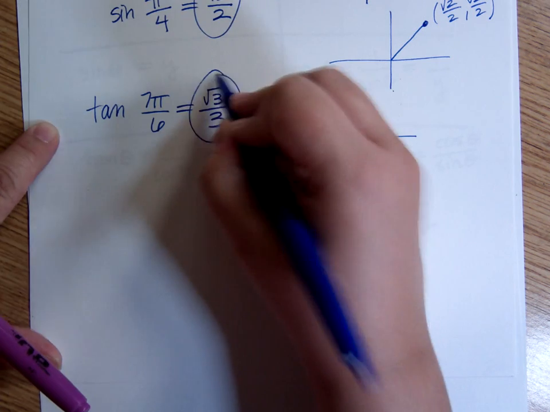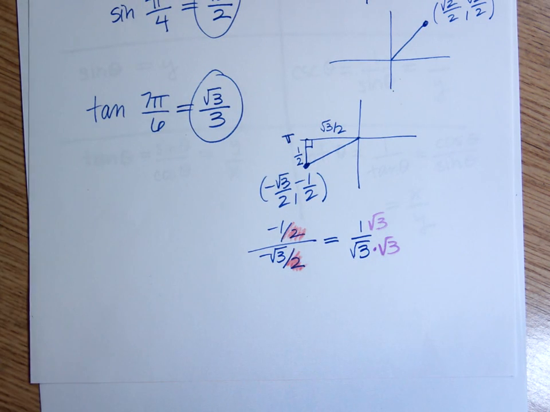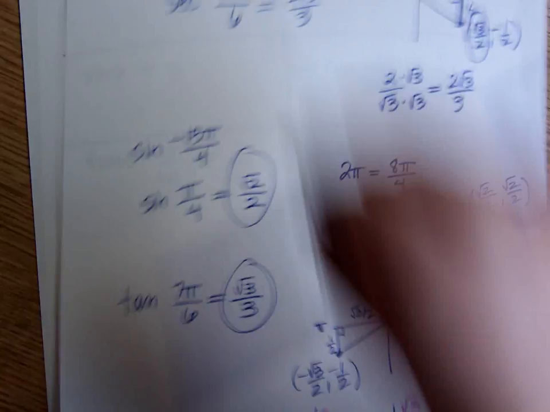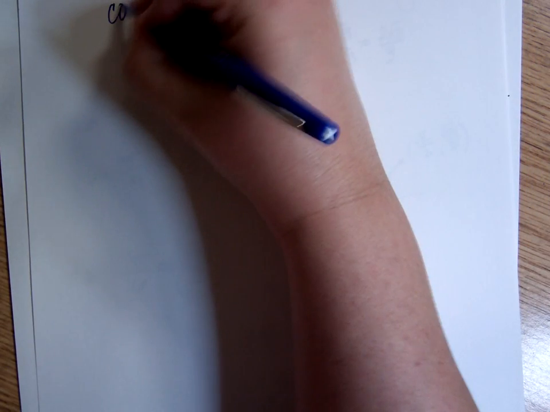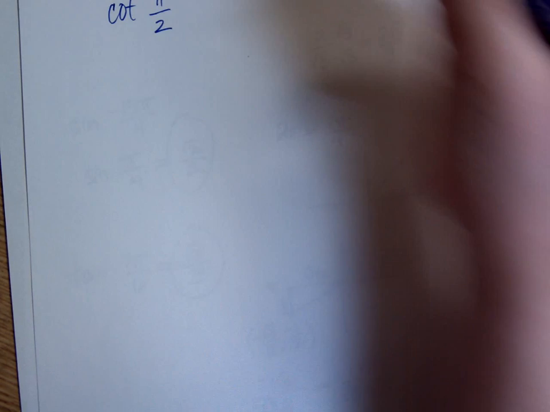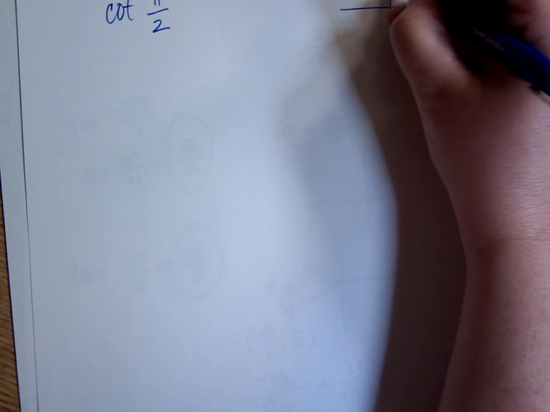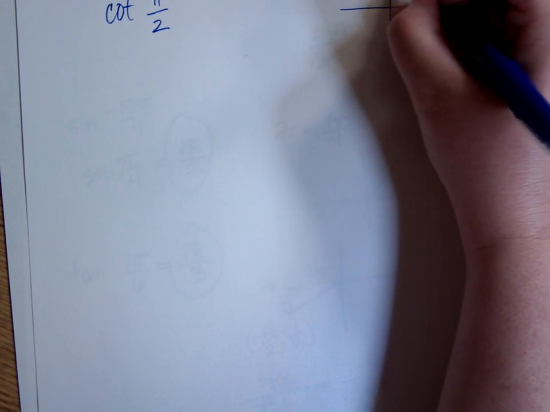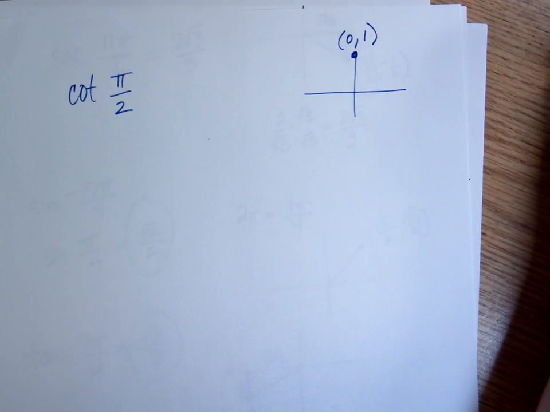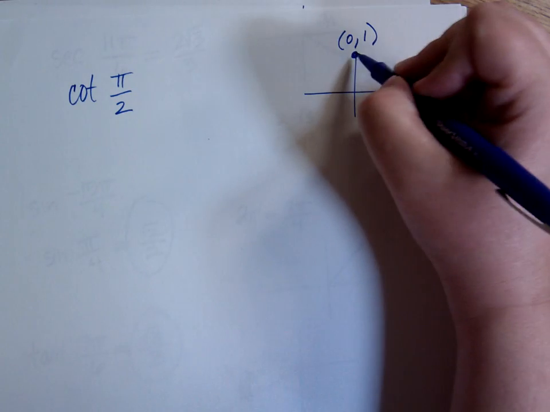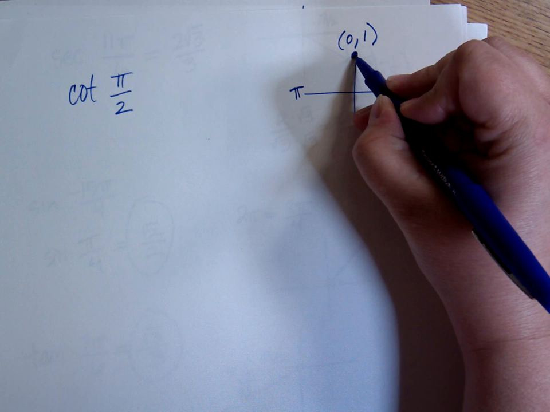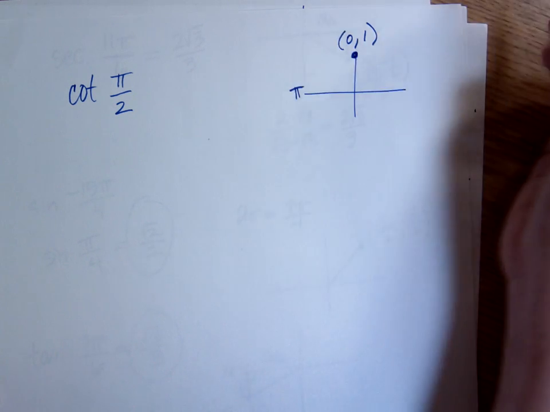All right, almost there. We only have one more left to do. Last one, cotangent of pi over 2. Pi over 2 is an easy one. It's straight up. Here's pi over 2. The coordinates are 0, 1. Remember, this is pi, so this is half of pi, or pi over 2. So here are my coordinates.